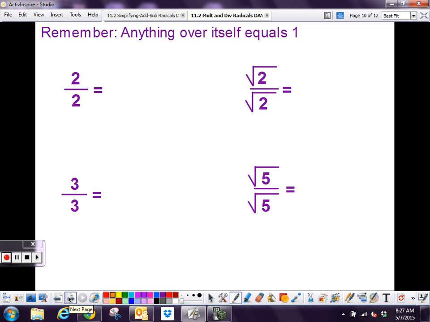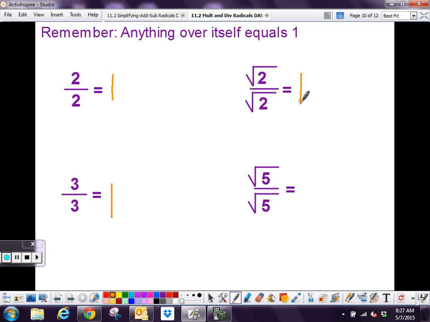Okay, so think back to when you started learning how to divide. Because this is going to help us out for rationalizing the denominator. So think about what equals 1. If you were to divide two numbers, what equals 1? Well, that would be anything divided by itself. So 2 divided by 2 is 1. 3 divided by 3 is 1. It's the same thing with square roots. If I have a square root of 2 divided by the square root of 2, that's 1.